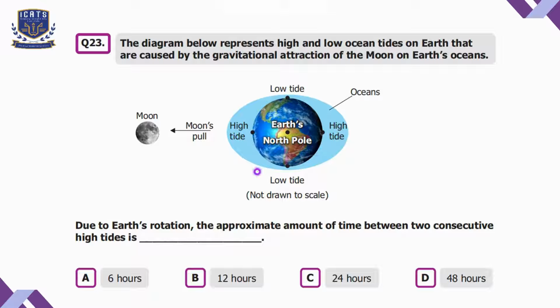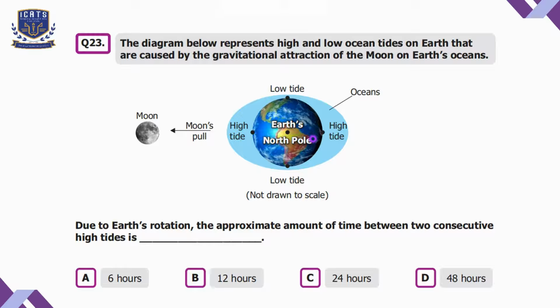So we can say that there are two high tides at the same time, one facing the moon and the other on the other side. As Earth rotates, a place on the coast will go through two high tides in about 1 day or 24 hours. So, if there are two high tides in roughly 24 hours, the time from one high tide to the next is about 12 hours.